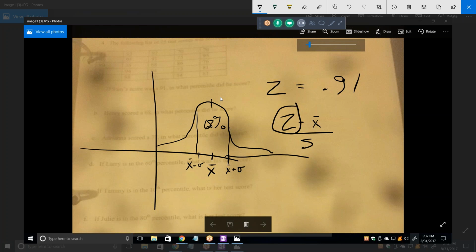Mm-hmm. 95% between plus or minus 2 sigmas, and 99.7% plus or minus 3 sigmas. However, Z is slightly different. If my Z is there, that says 91% of the data lies to the left of Z.